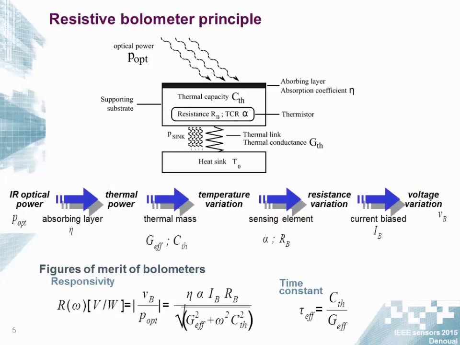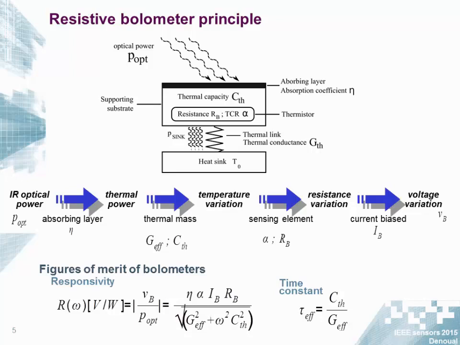And the resistive bolometer principle can be summarized with this schematic, with a thermal mass connected to the substrate through a thermal conductance. The incoming optical power is absorbed on the top layer and will heat up the thermal mass. And if we implement a thermistor resistance which varies with temperature, we are able to monitor the incoming optical power. So the incoming optical power is transformed into thermal power because of the absorbing layer, and the thermal power will consequently produce some temperature variation that is sensed through a resistance.